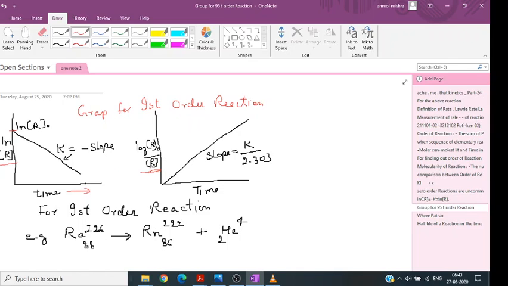So one example we have taken for first order reaction is when radium undergoes disintegration. This is the atomic number and this is the atomic mass. When alpha particles are bombarded on it, it disintegrates to form radon 86-222 plus a helium particle.